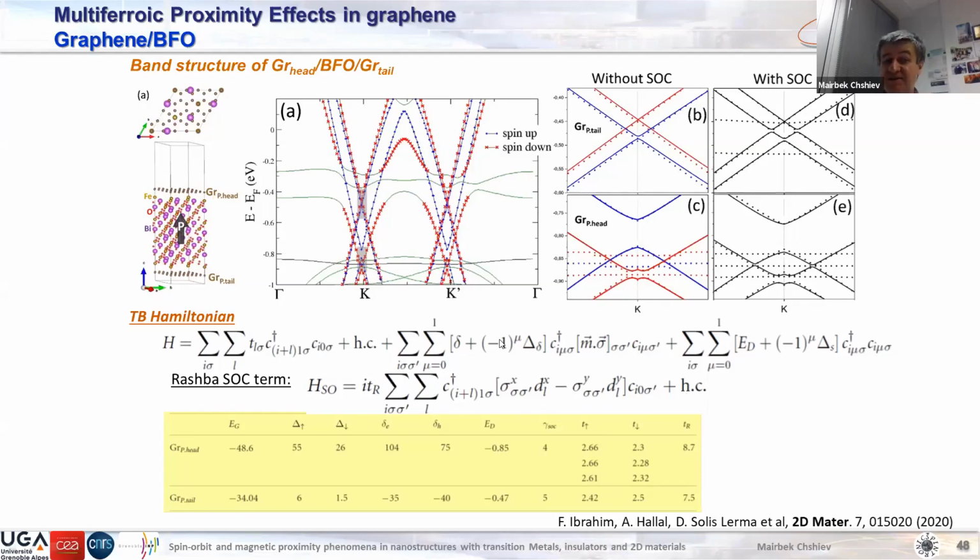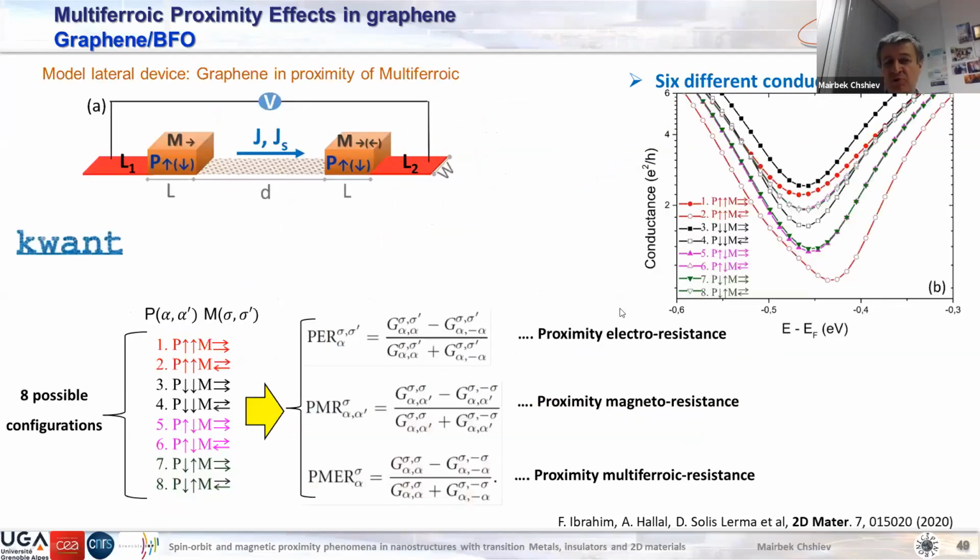The next idea is, can we now explore the transport? And this we did in collaboration with Evgeny Tsimbal from Nebraska, a colleague of Kirill. So the idea is the following. If you now have ferroelectric polarizations in addition to magnetizations, you have these 8 possible configurations. And based on those configurations, you can introduce proximity electroresistance, proximity magnetoresistance, and what we call proximity multiferroic resistance.